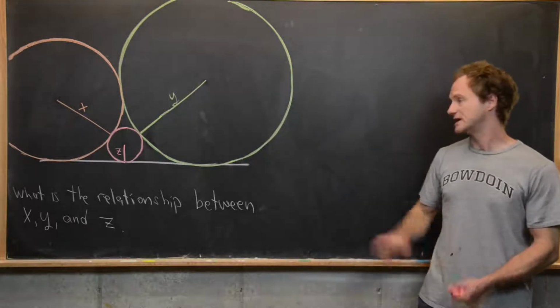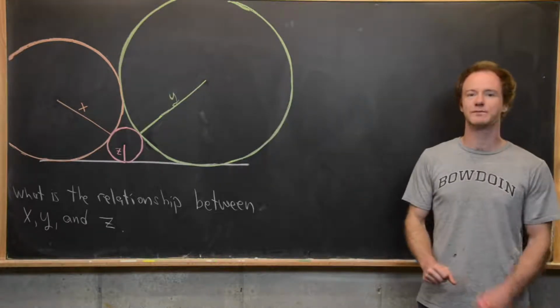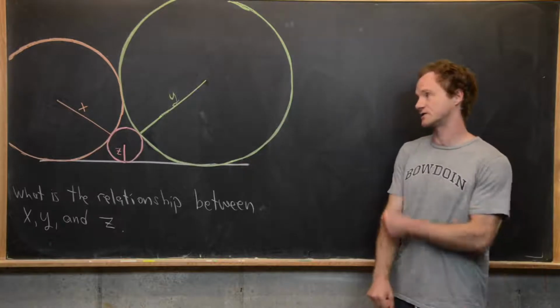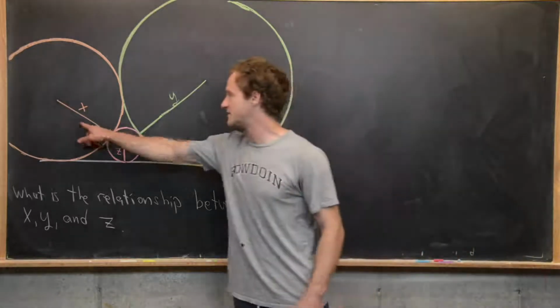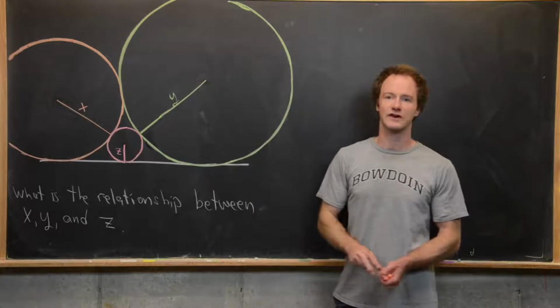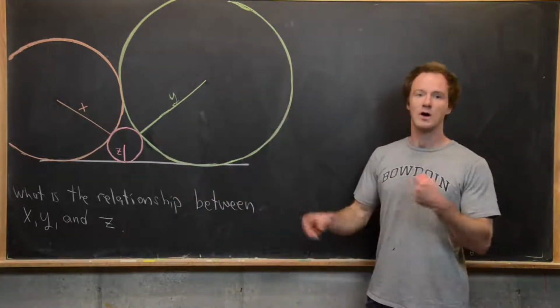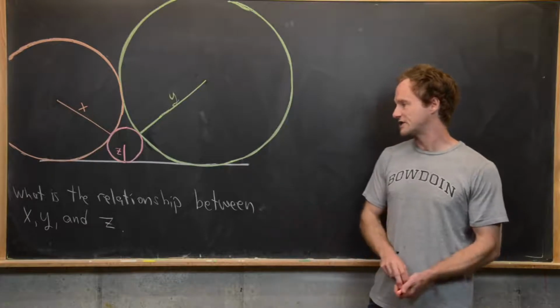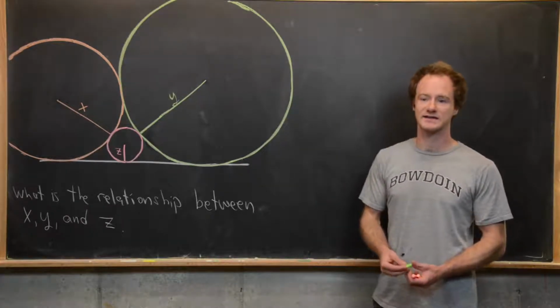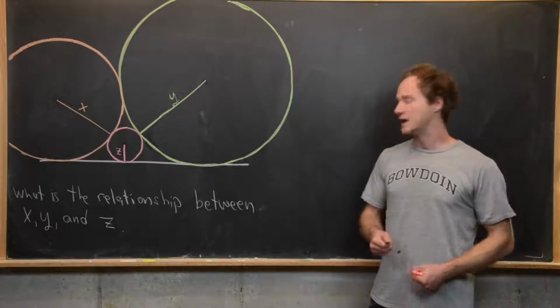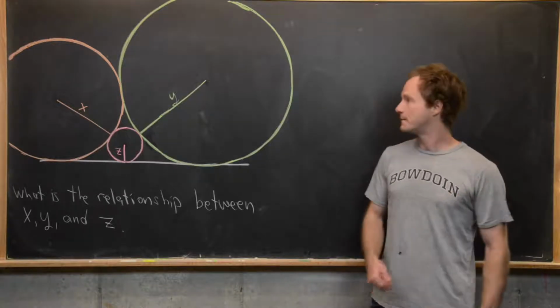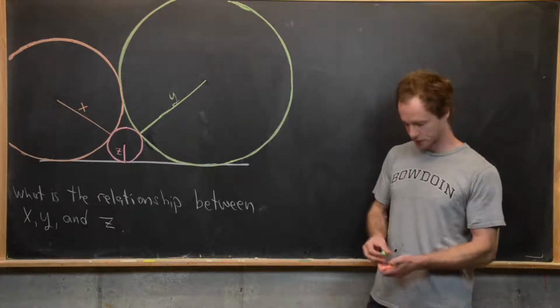And our goal is to determine some sort of relationship between the radii of these circles. I've named the radius of this circle x, the radius of the green circle is y, and the radius of the pink circle is z. Put another way, we want to find the relationship between x, y, and z, some sort of equation that they satisfy. Okay, so let's go ahead and get into it.